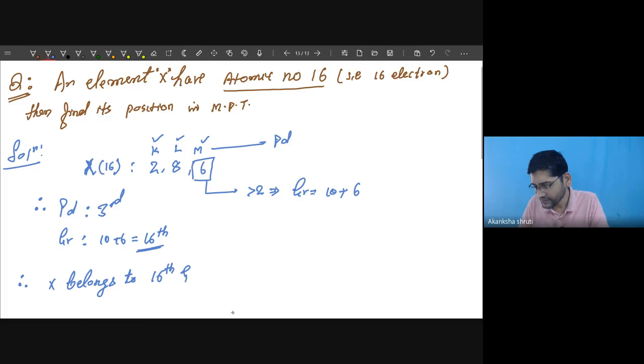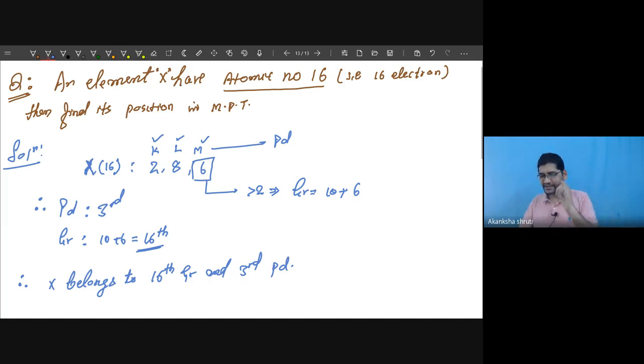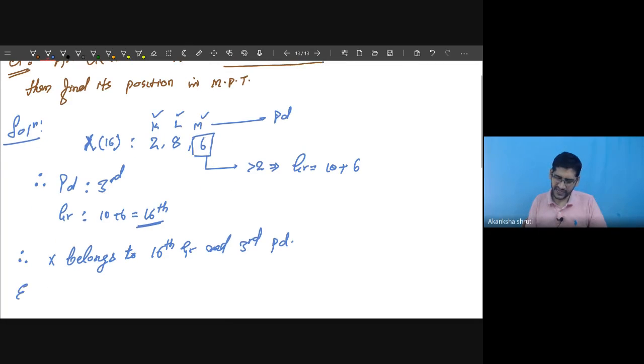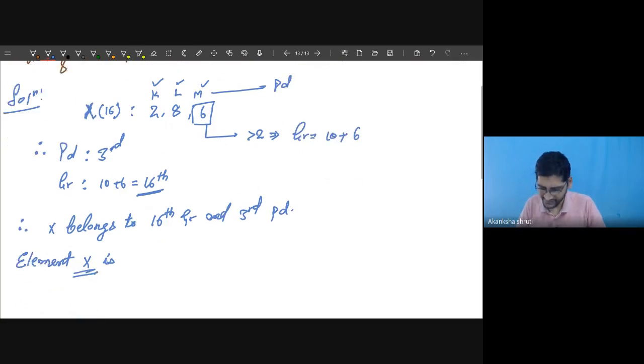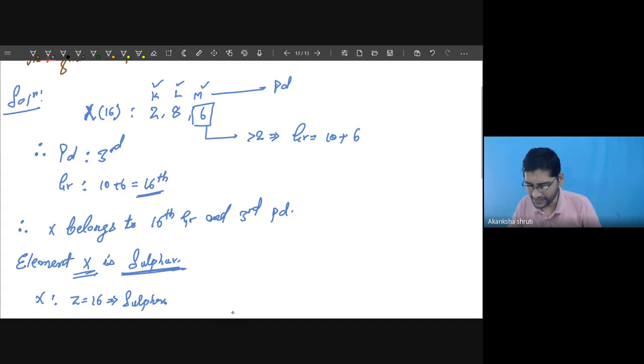Therefore you have to write the final answer as X belongs to 16th group and third period. Sometime you need to identify this. What is this element X? Which element? So just by atomic number we can say that. So our atomic number Z for X is 16, and this is corresponding to, yeah, which one? The sulfur. Good. So X is our sulfur. Get it? You can allocate this sulfur in that, and we shall match whether it is in 16th group and third period or not. Okay, student?